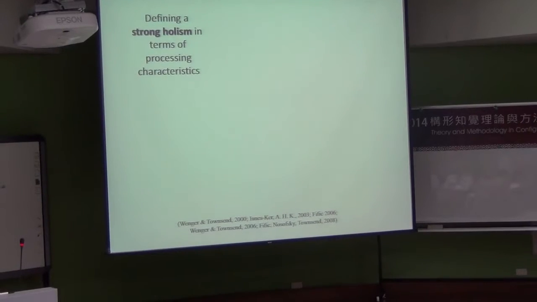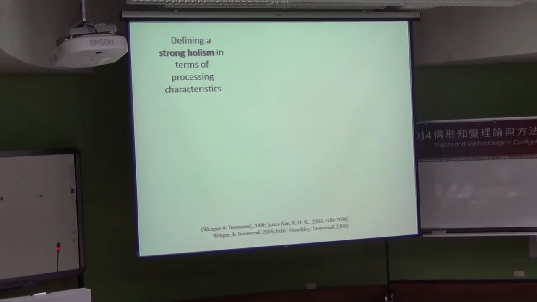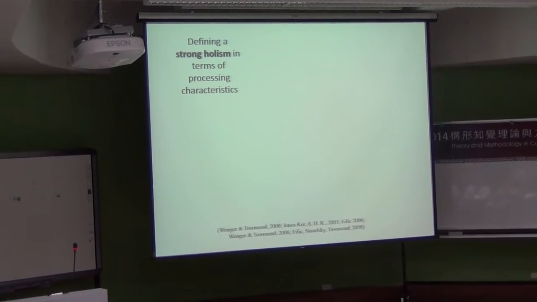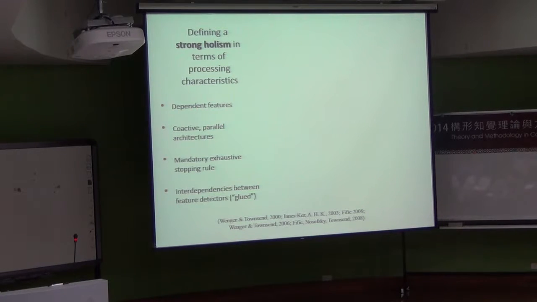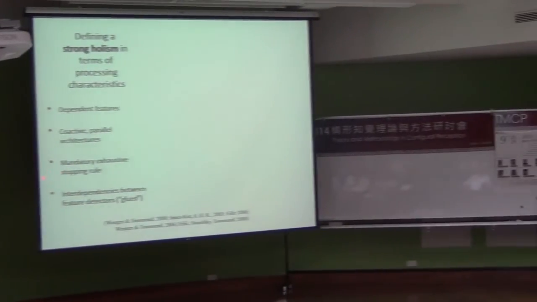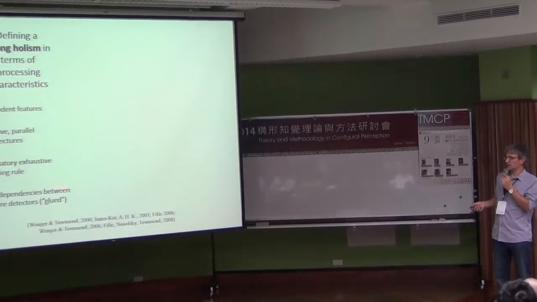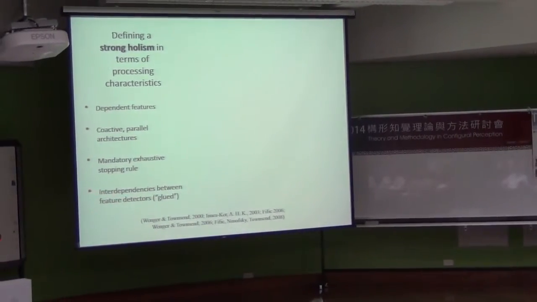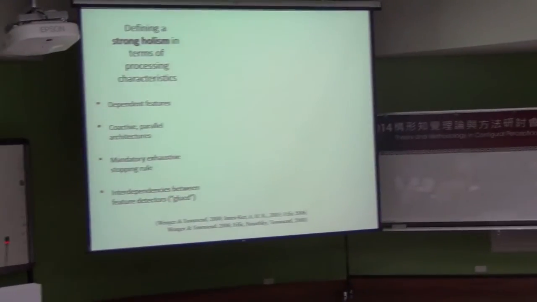So we can define maybe strong holism in terms of these properties, yes. And strong holism would require dependent features, would require coactive parallel architectures. We have to exhaustively process all items, not skip some items. We have to have interdependency between processing units. They are glued together. So there could be strong holism.